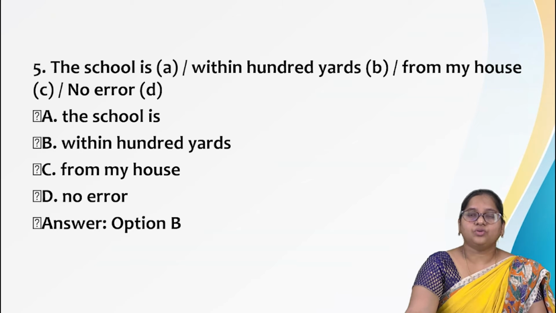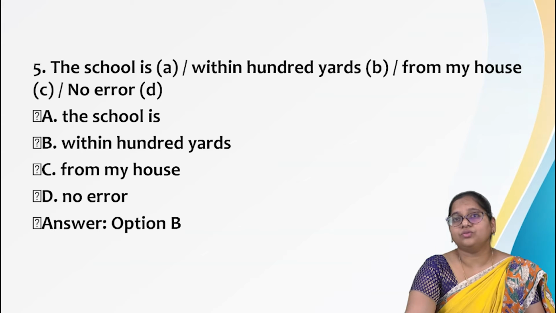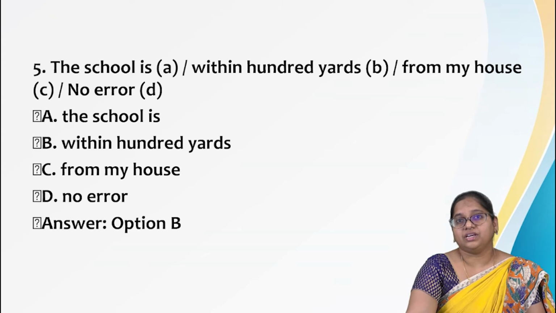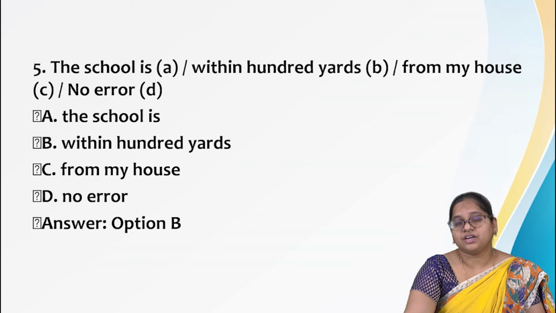Next, "The school is within 100 yards from my house." No error. Why is it wrong? You can see the right answer is option B, "within 100 yards." So when you say it is 100 yards, what's wrong there? Is the word itself wrong? No, it's not wrong there.